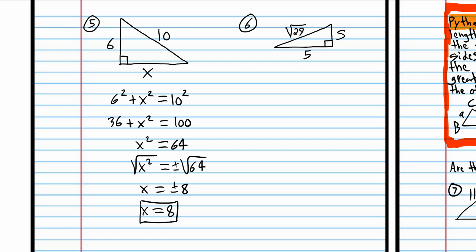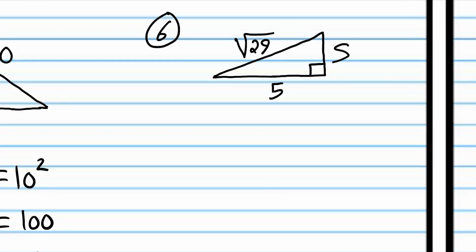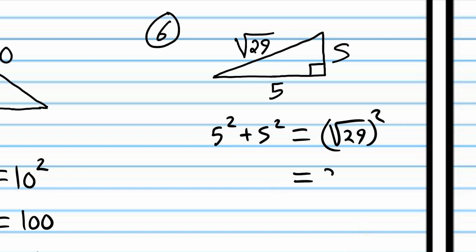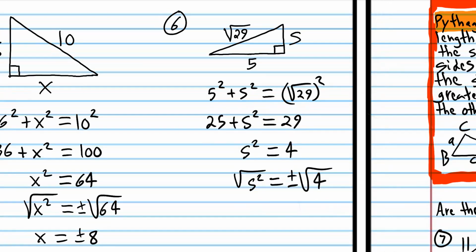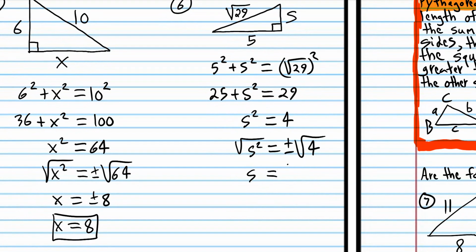All right, we're back. We have 5 squared plus s squared is equal to square root 29 squared. Square root 29 squared is 29. 5 squared is 25. Subtract 25 from both sides, and we get 4. Square root both sides, and can't forget your plus or minus there. And we have s is equal to plus or minus 2, and s therefore is equal to 2.